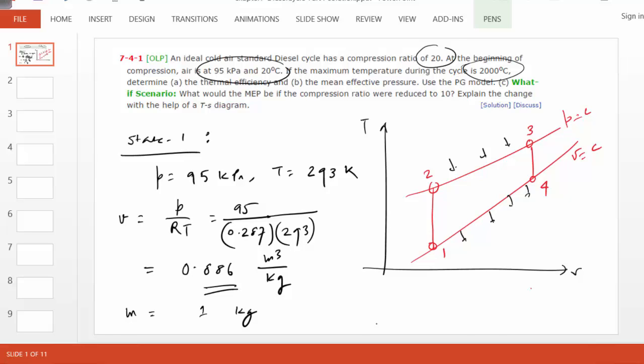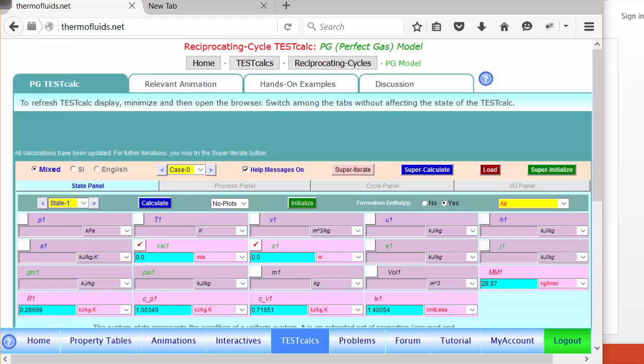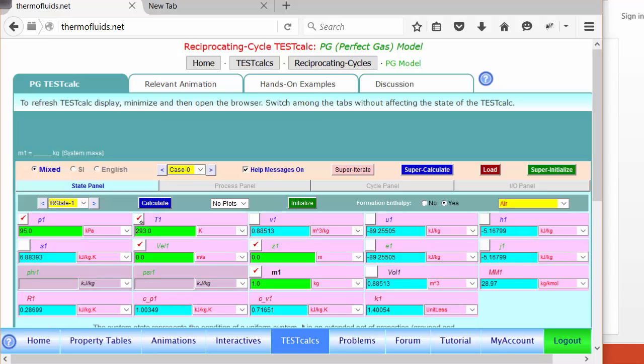Before we proceed, let's make sure we can verify the answer. I already launched the test calc using the PG model, the reciprocating cycle. So 95 kPa, mass equals 1 kg, and temperature is 293 Kelvin. That gives us a specific volume of 0.885. That's pretty close.